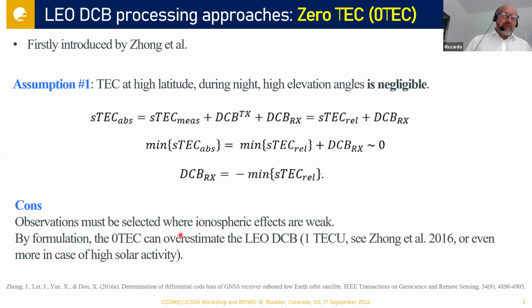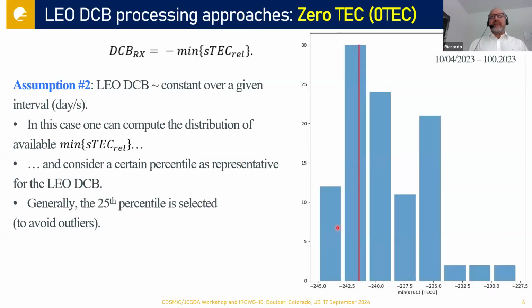And by formulation, the zero-TEC can overestimate a little bit the LEO DCB. Zhong, who proposed this formulation, demonstrated that this overestimation is around 1 TEC unit, but it was in low solar activity conditions, so it can be more in case of high solar activity. One other thing that I want to show you for this technique is that as a second assumption, in order to have a significant amount of measurements taken where the ionosphere is weak, we need to consider that the DCB of the receiver is constant over a given interval of time, maybe a few days.